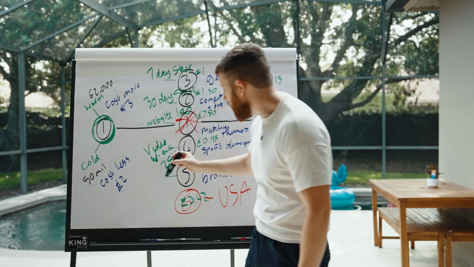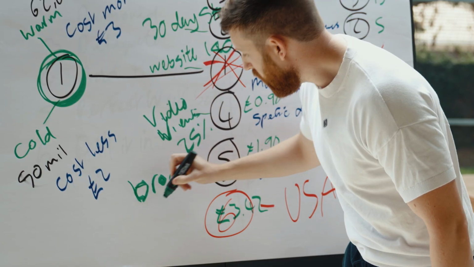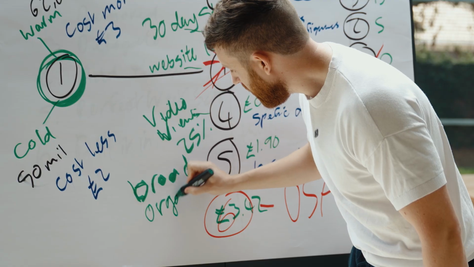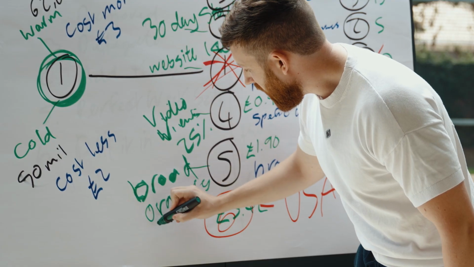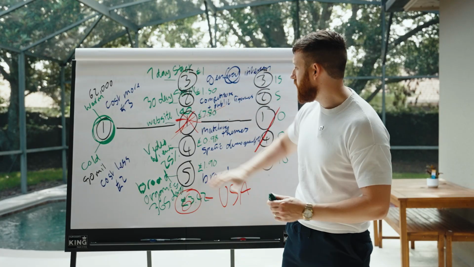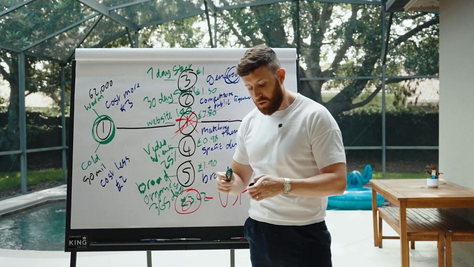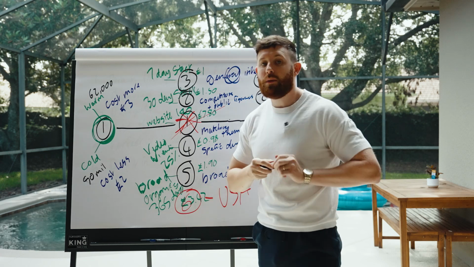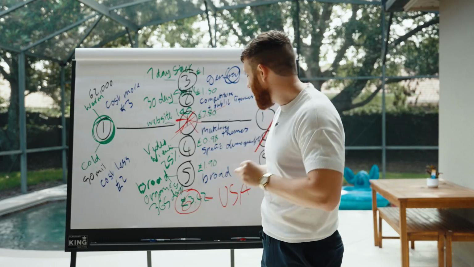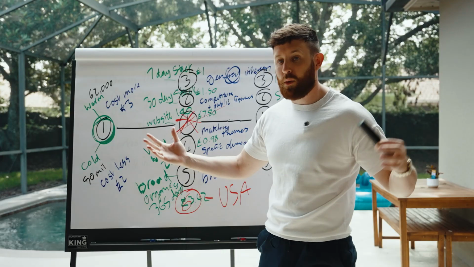And then the final one here is, I'm going to call it broad organics, and we'll do 365 days for this. Okay, so with website you can only do 180 days. With organics, so people who have visited your IG page, people who have engaged with your Facebook page, this is 365 days. It's really, really good. We can widen the net with this one.